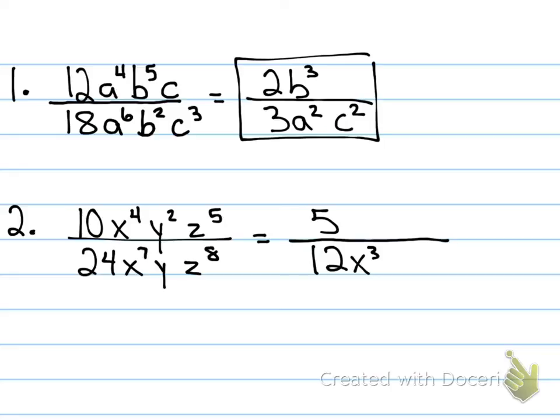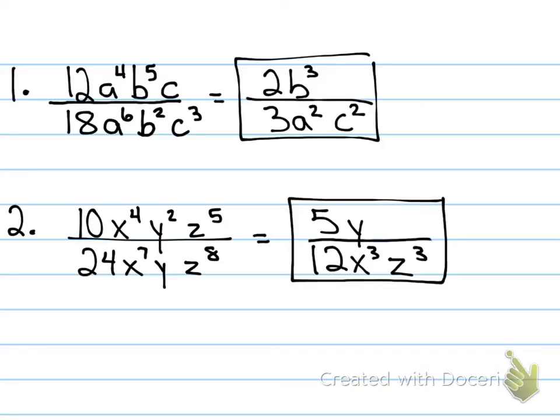What about my y? Y to the first power in the numerator. What about my z? In the denominator. Very good. You can kind of clean up your fraction bar if you want. And that's your answer. 5y over 12x to the third, z to the third. All right? Who got that right? You got it right. Very good.